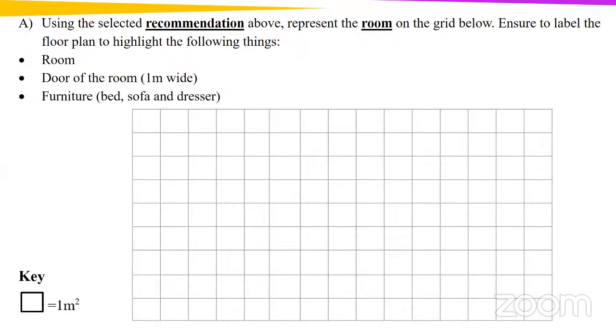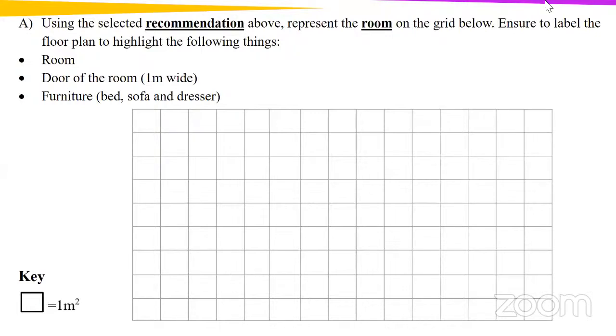So now, boys and girls, we are given a grid, and earlier on we looked at the grid and we examined the grid. Now our task requires us to represent the room on the grid, represent the door of the room, and they have given us the measurement, which is 1 meter wide. And also we are to represent the furniture in the room. And we can't do this without putting on our labels.